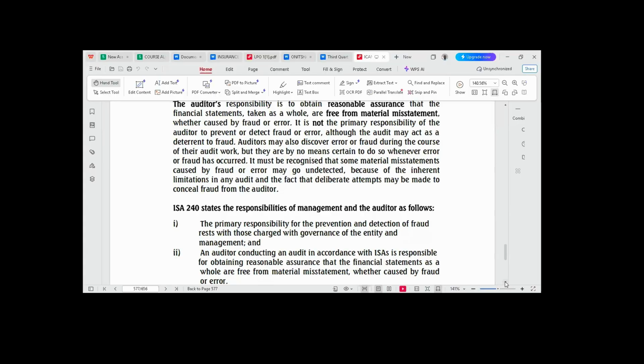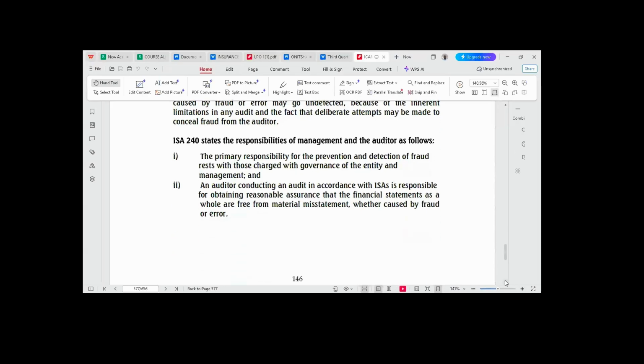Second one, talking about the audit procedure for fraud detection. That is, when the fraud is detected, what are the audit procedures the auditor should carry out? And these are what we have here. Number one, primary responsibility for the prevention and detection of fraud rests with those charged with governance of the entity. The auditor conducting an audit in accordance with ISA is responsible for obtaining reasonable assurance that financial statements as a whole are free of material misstatements, whether caused by fraud or error.